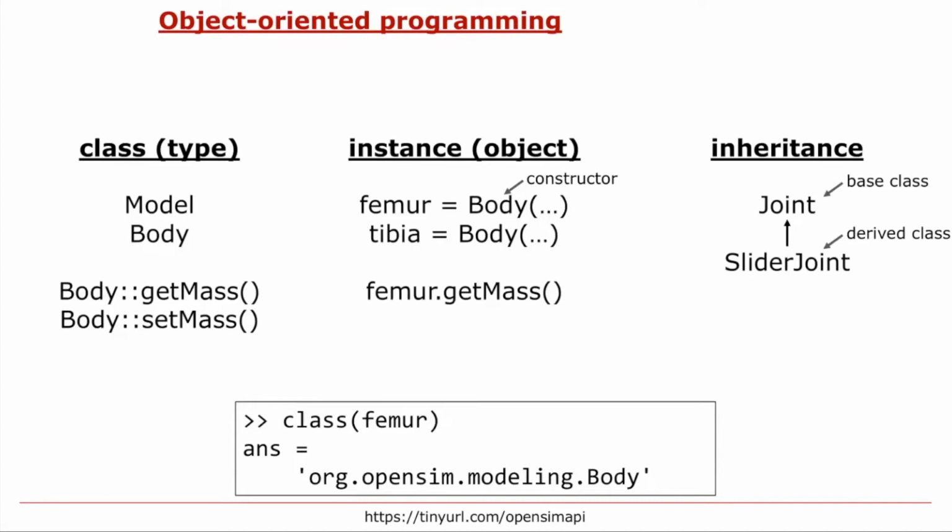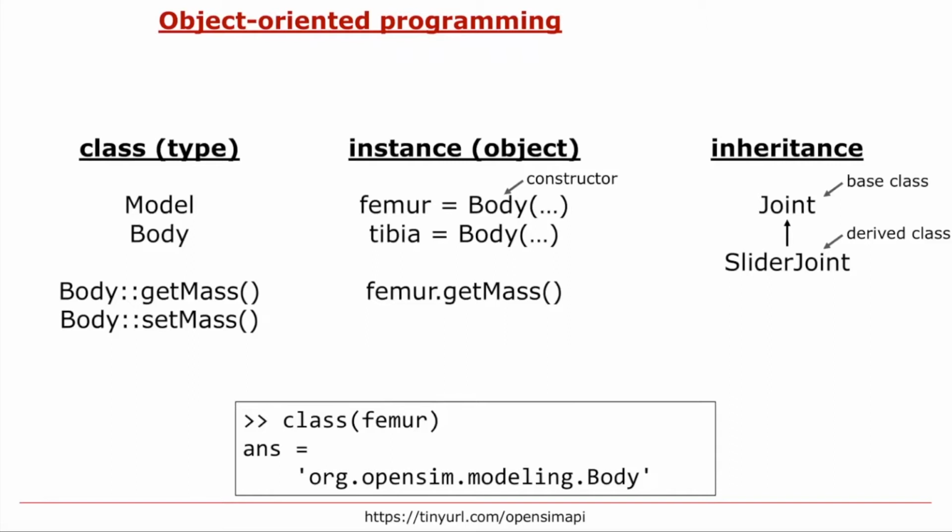If you have an instance of an OpenSim class and you want to know what type of object it is, you can use MATLAB's class function, as shown below. By convention, names of classes start with a capital letter, like capital B for body, and names of instances or objects start with a lowercase letter, shown here with femur and tibia.